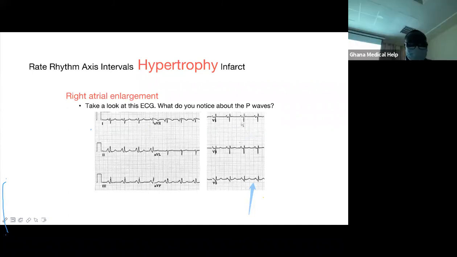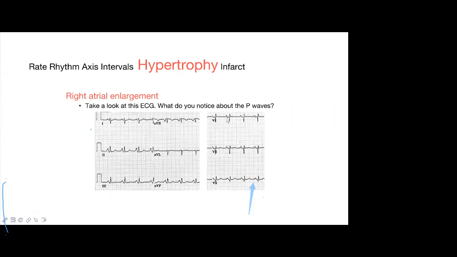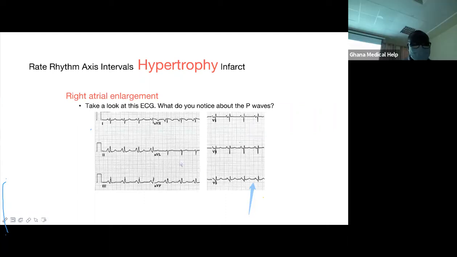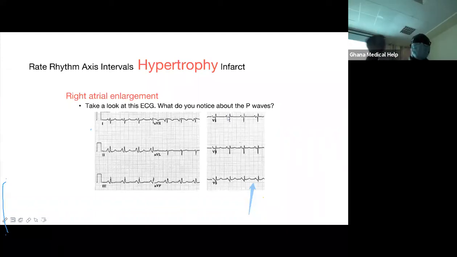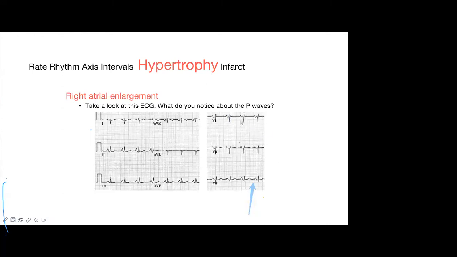So if you critically look at the P wave for the right atrium in this particular one, the first part of the dumbbell, the first part, the upward elevation, is bigger than the downward depression. And so it represents right atrial enlargement. And so that gives it away. So this is right atrial enlargement.